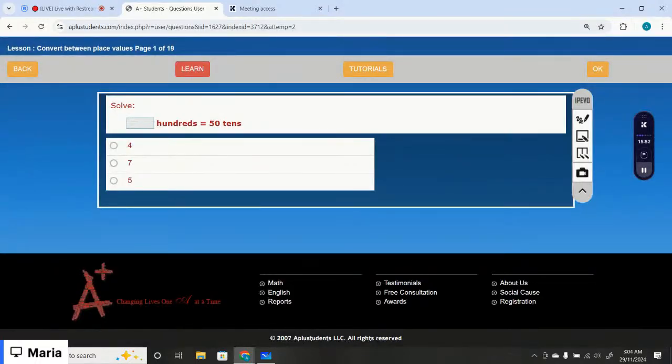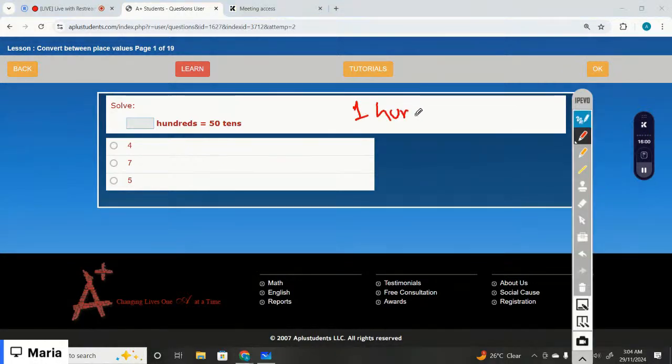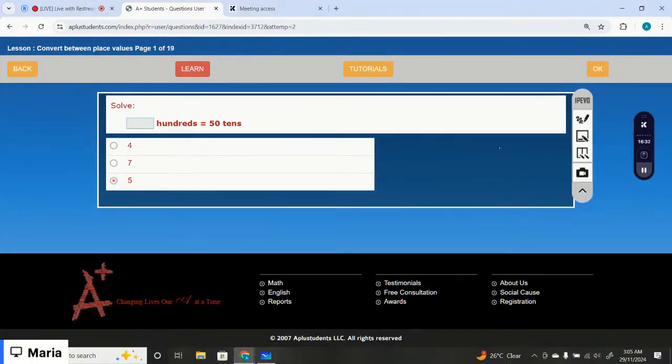How many hundreds equal 50 tens? So in 100 you have 10 tens, right? So then in 50 tens you have 5 hundreds. The correct option is 5 hundreds. 50 tens equal five hundreds.